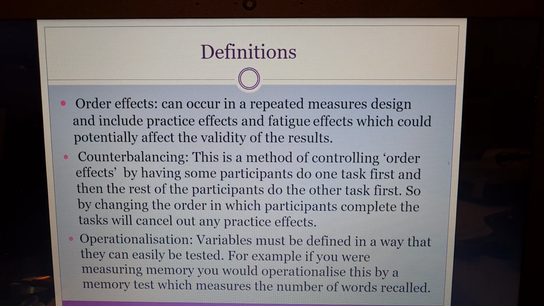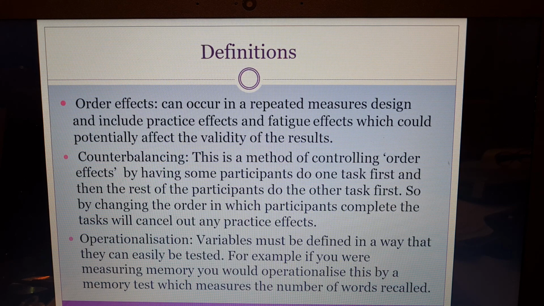Counterbalancing, this is a method of actually controlling order effects by having some participants do one task first and then the rest of the participants doing the other task first. So what you're doing is in effect changing the order in which participants complete the tasks. So this will cancel out any practice effects, basically making it more valid.